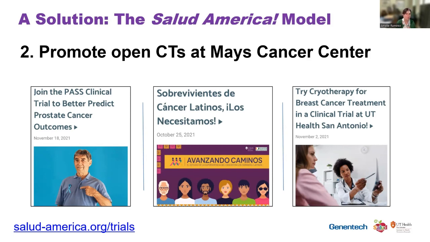And then we also helped with the chirotherapy on breast cancer and promoting that trial as well. So these are just different examples of trials that are existing today at the Cancer Center. The next slide, please.